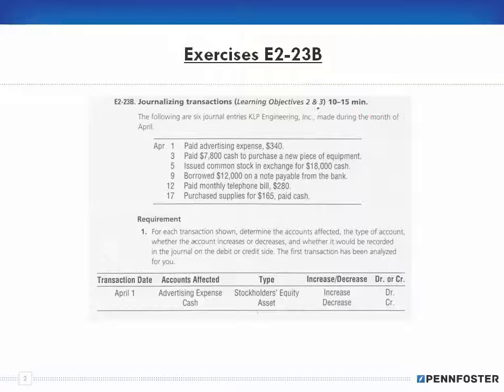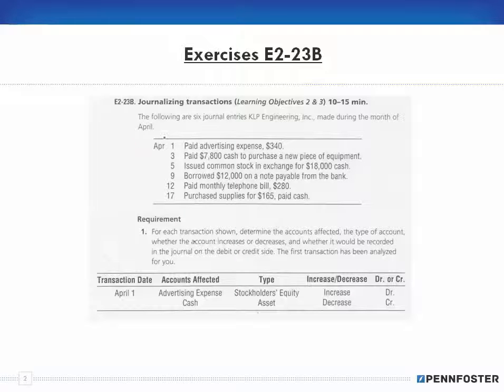Notice that this particular exercise says 10 to 15 minutes. Well, it's going to take me longer than that, because if I was working by myself without making a video, I'd probably get through them a lot quicker, but we'll see how long it takes. So just realize that you're going to have quite a few videos here.